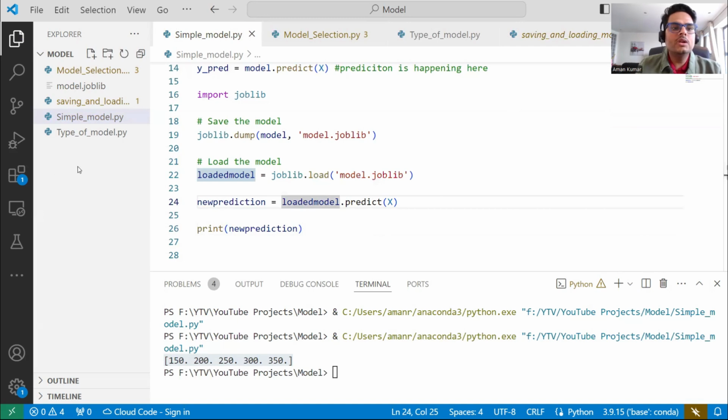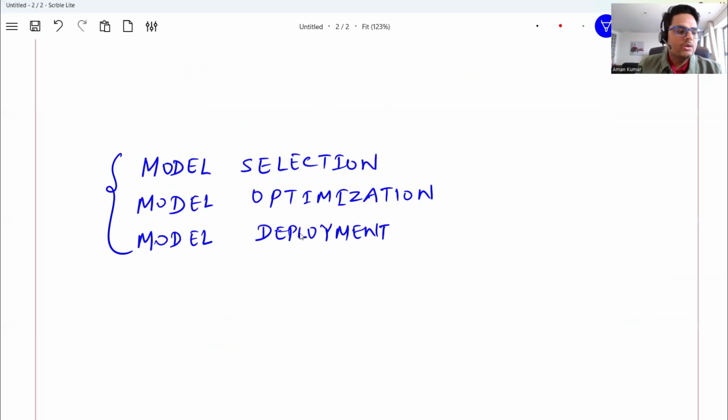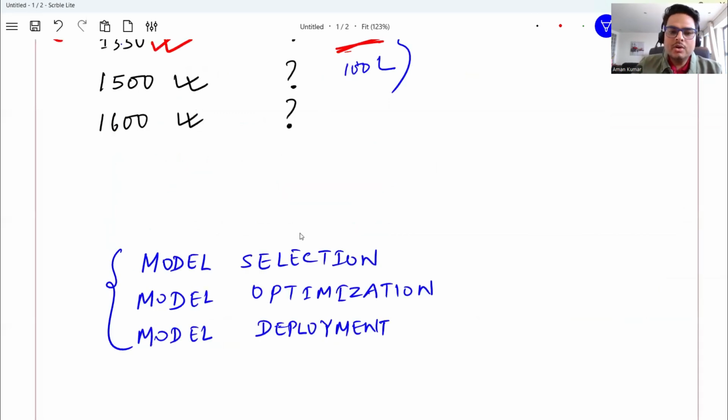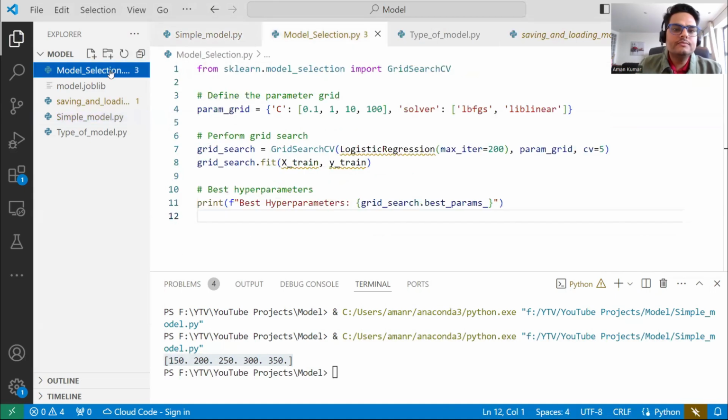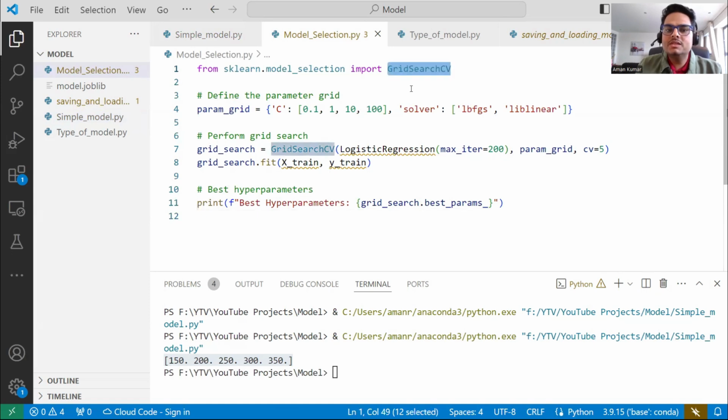One more aspect of a model I want you to understand is model selection. Whenever we build any model, we do not know if the model is good and fit for the purpose, or what is the best model for me. Model optimization is a concept on similar lines, where we try to find the optimal model for any given scenario. Okay, so if you see here, what I'm doing is using something known as grid search CV.